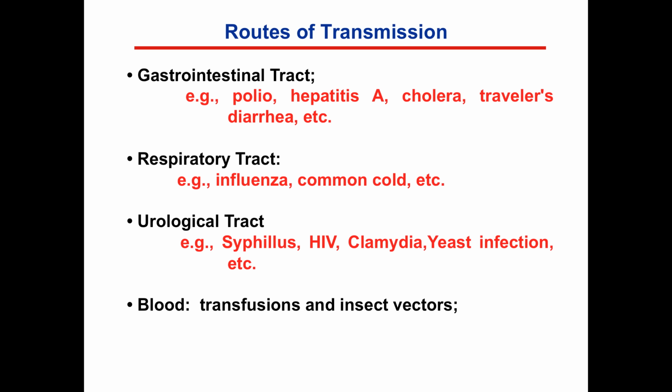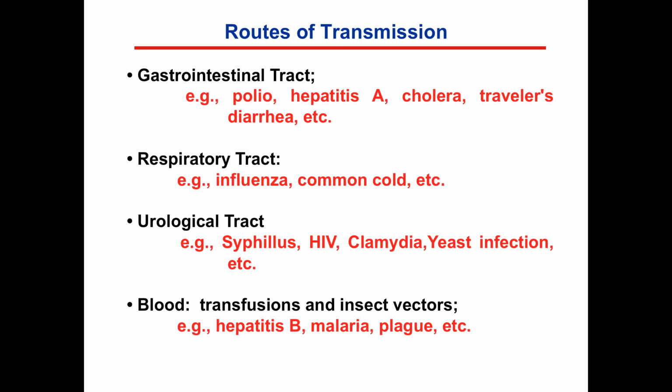So another area is also blood, and those would be transfusions or insect vectors. Transfusions are not benign. Transfusions are only as benign as we know what's in them. For example, some of the early HIV patients were infected because they got transfusions of blood that had been contaminated with HIV.